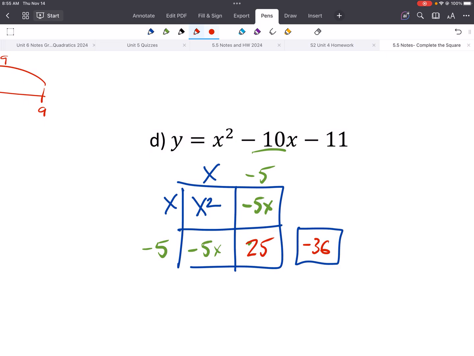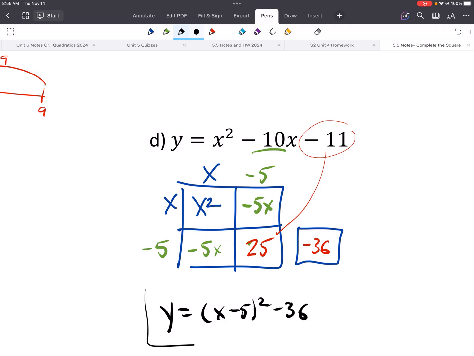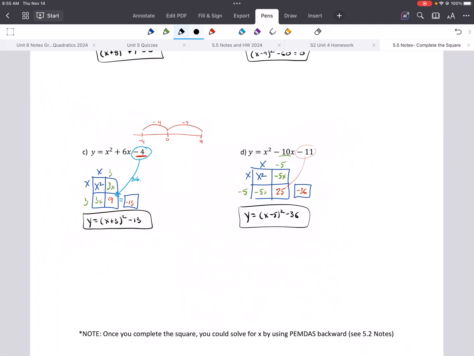Again, think about the best way you'd like to do that. If you just want to take this, subtract that, or if you want to go from 25 down to 0 and then down even further to -11. Okay. All right, and then our final answer would be y equals x minus 5 squared minus 36.